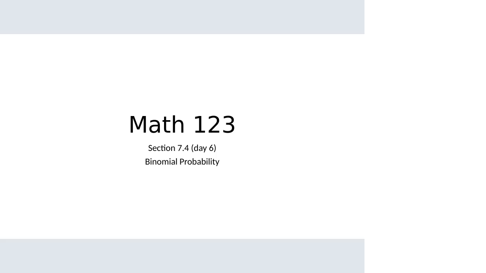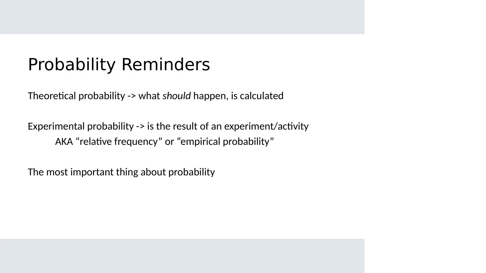All right, before we get into the specifics of binomial probability, I want to do a couple of reminders. This is something that came up back in week 7, and it's just a reminder of the idea that there are more than one type of probability. Most of our time and effort has been spent on the first of these, which is theoretical probability. What should happen? It's what we calculate. And those are the types of probabilities we've been finding for the most part.